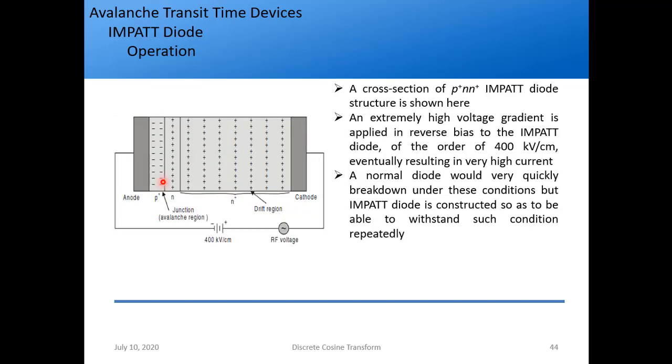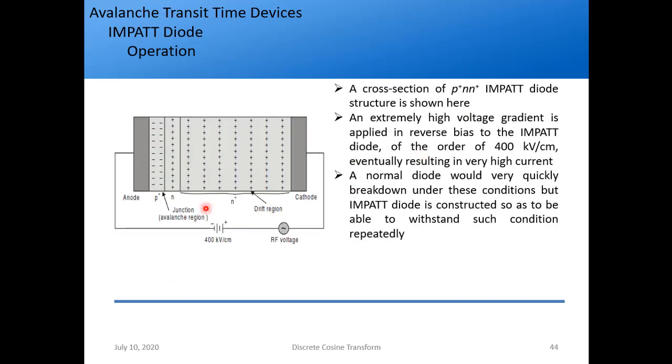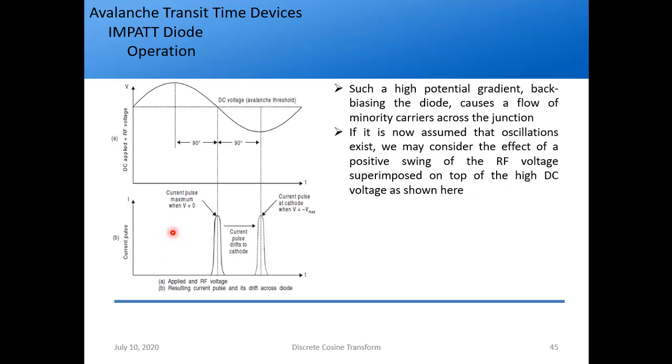Let's assume that the oscillations are already existing. How can they exist? Because this DC signal will not directly give 400 kilovolts. It will have some fluctuations and then it will stabilize. In those fluctuations, the AC signal will be generated, and that is what we want to sustain. So let's consider the positive RF voltage, which is riding on the DC voltage. That is what is shown here.